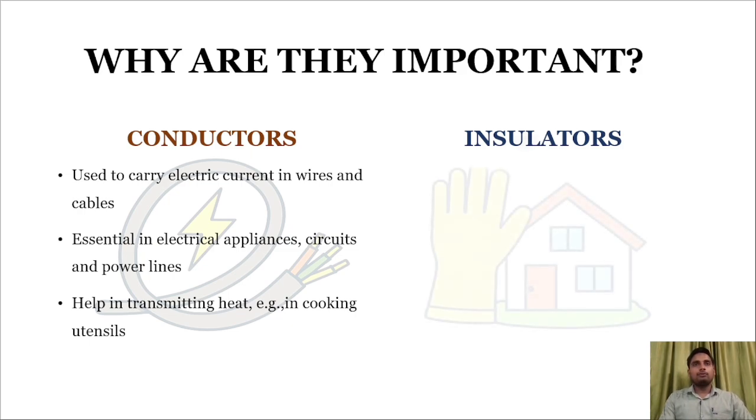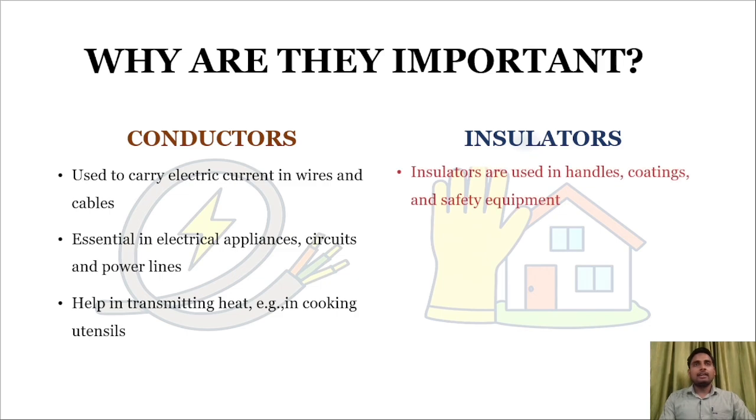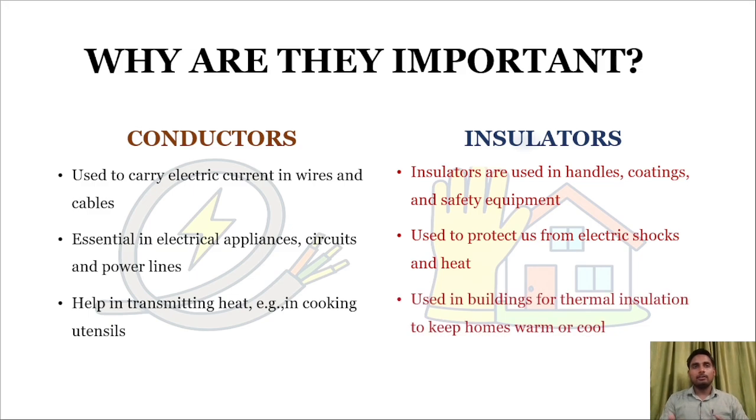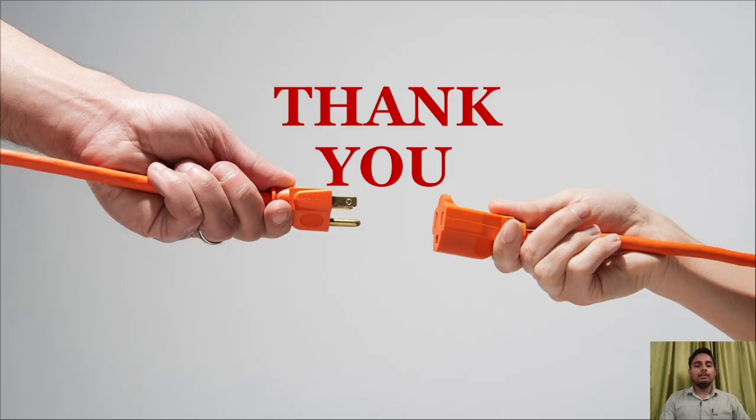Insulators are basically used for the purpose of safety. For example, they are used in handles like cooker handles, coatings, and safety equipment. They are used to protect us from electric shocks and from heat. They are also used in most buildings for thermal insulation to keep our homes warm or cold. Okay, so that's all for conductors and insulators.